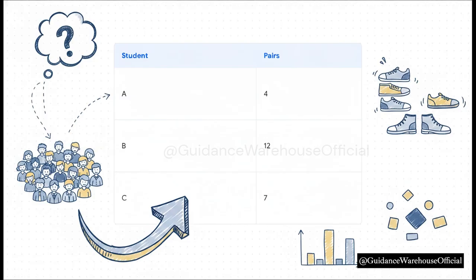Step 1 is data collection. Imagine we go out and randomly survey 30 of your classmates, asking them that exact same question. How many shoes are in your closet? We write down the answers. Student A says 4 pairs, student B has 12, student C has 7, and so on. What we have now is a raw, unorganized data set, just a big, messy list of numbers. On its own, it doesn't tell us much, but it's the foundation for everything we're about to do.